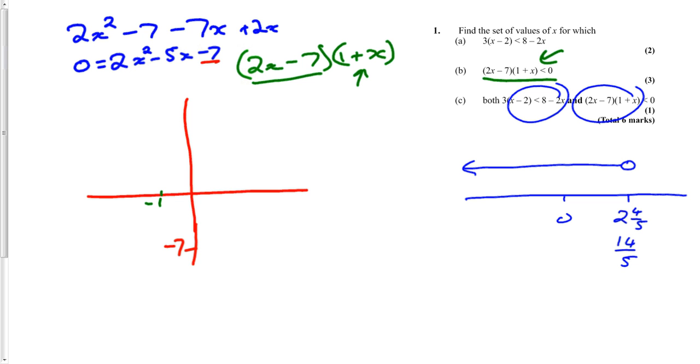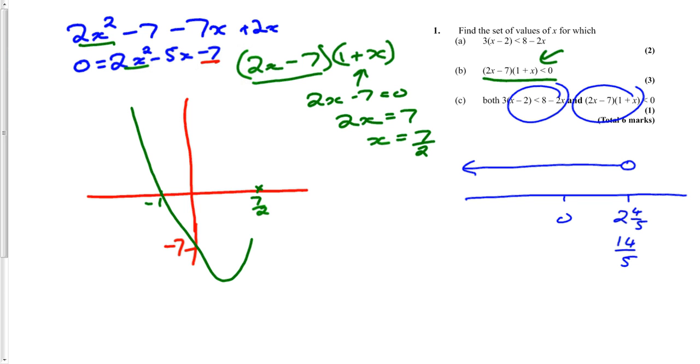And if we set this bracket equal to 0, 2x minus 7 equals 0. 2x equals 7, x equals 7 over 2. So this one goes through at 7 over 2, or 3.5. Now because when we multiply it out, we've got a positive value of x squared, it means it's going to be a positive parabola. So therefore, it's going to look something like that there, except it's going to look more like a U shape.